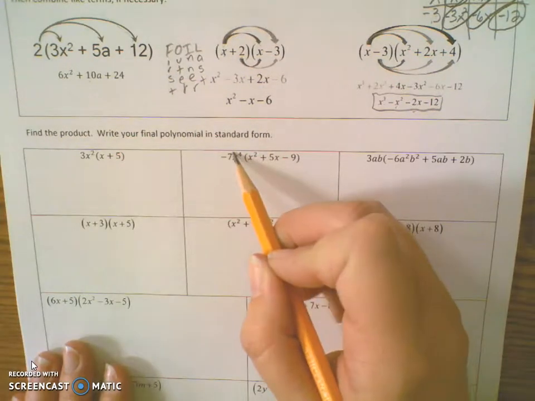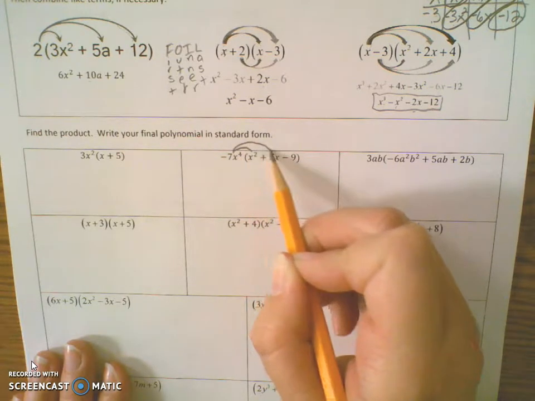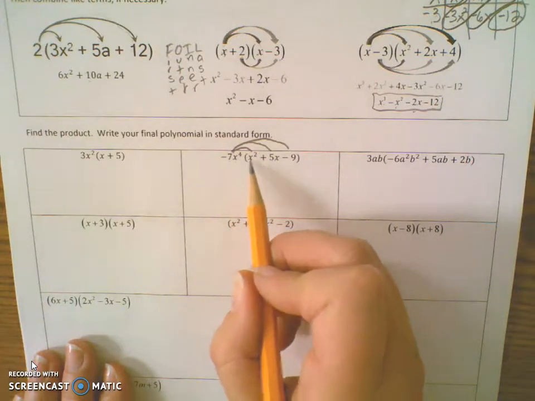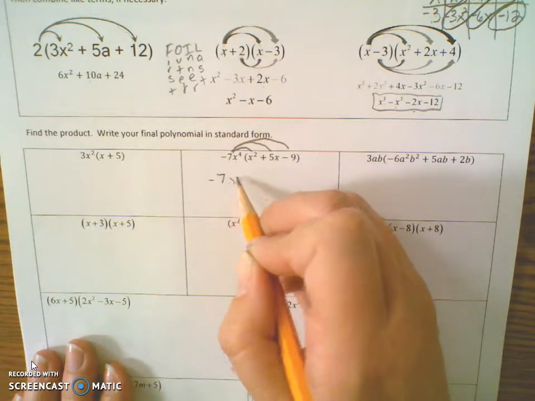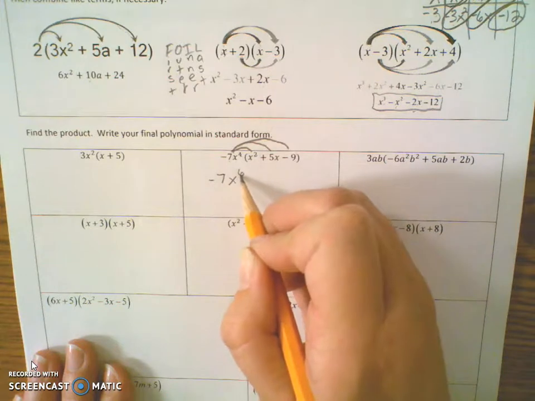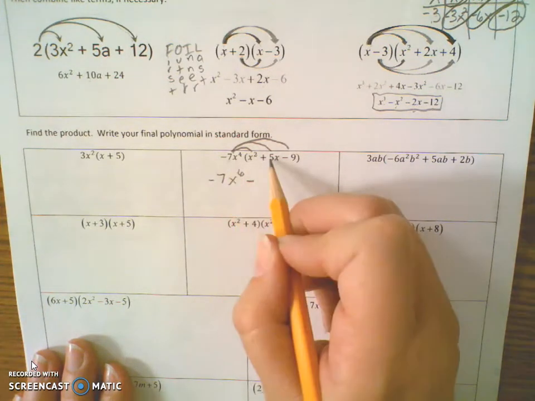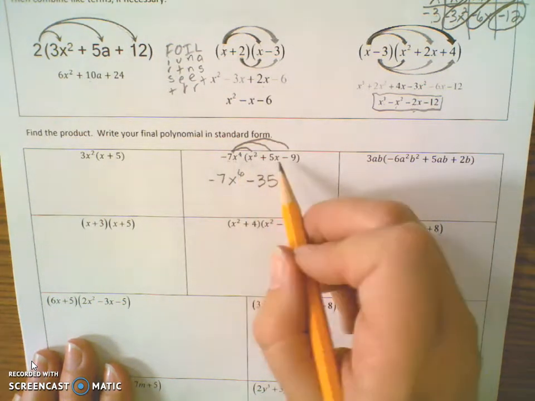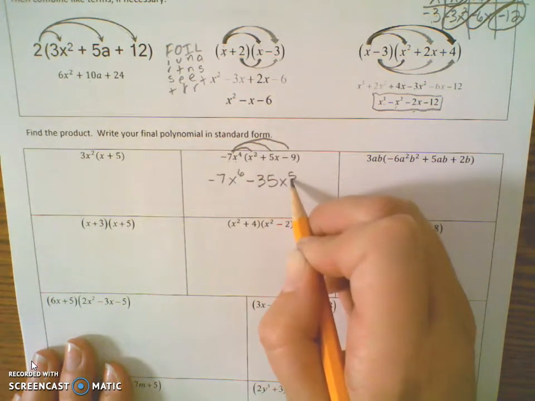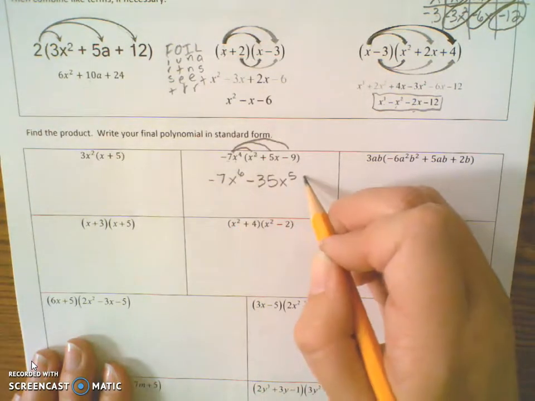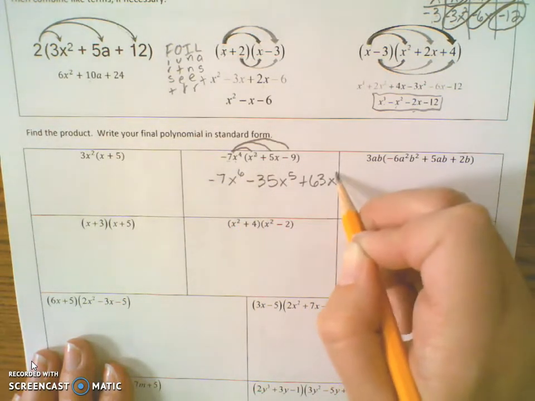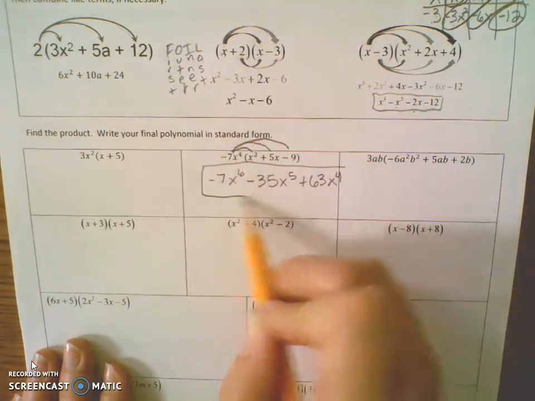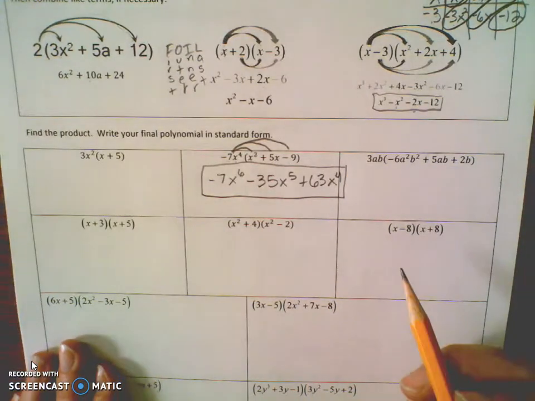So we're going to start with this one right here, and I'm going to use the distributive property on this one. So I'm going to say -7x to the fourth times x squared. So -7x, add those exponents, to the sixth, minus -7 times +5 is 35, and then x to the fourth, x to the fifth, and then -7 times -9 is +63, x to the fourth. And then none of those can be simplified, so I'm just going to leave it just like that.